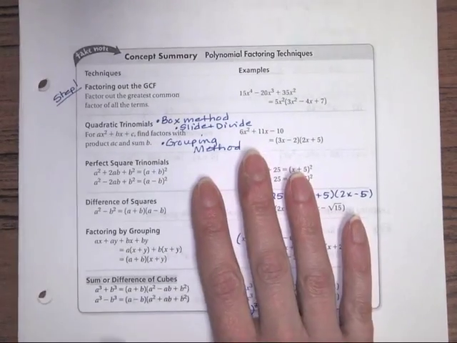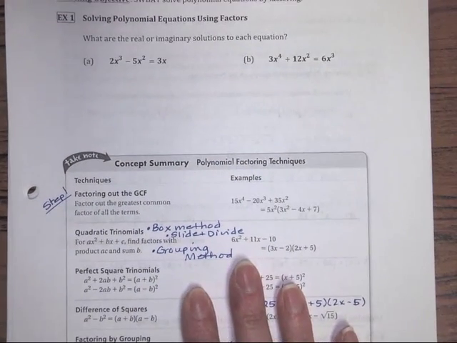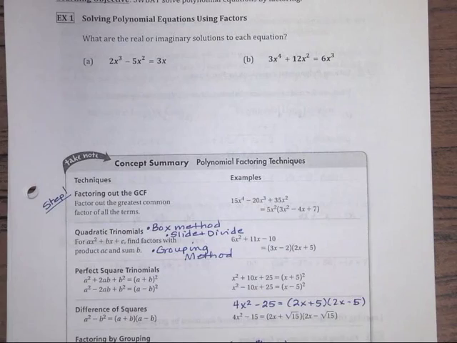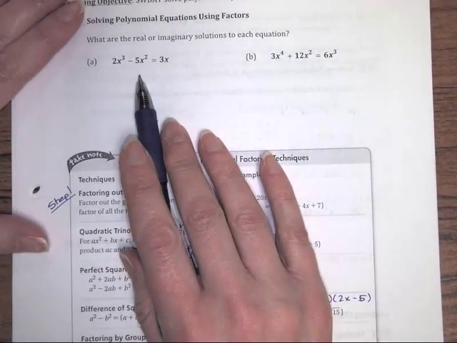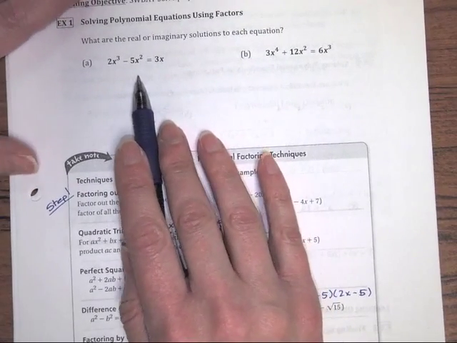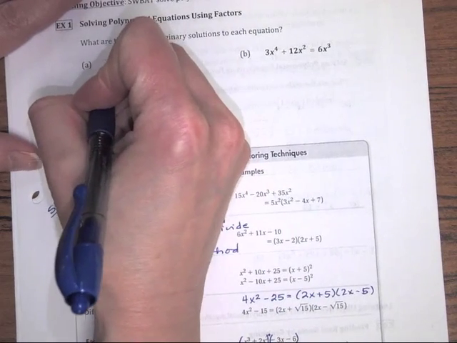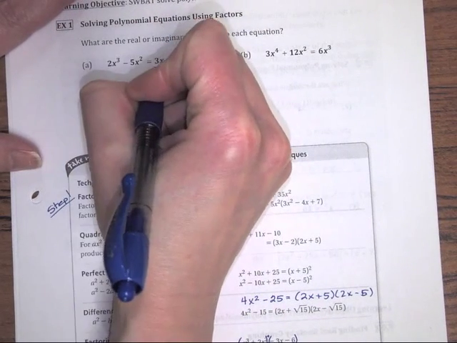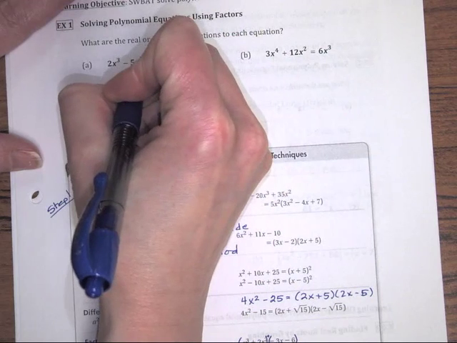Let's go back up here to the top of the page and we'll go through these examples. So, first thing, get everything on one side so you have 0 on the other side. So here's what I've got. Subtract 3x on both sides.